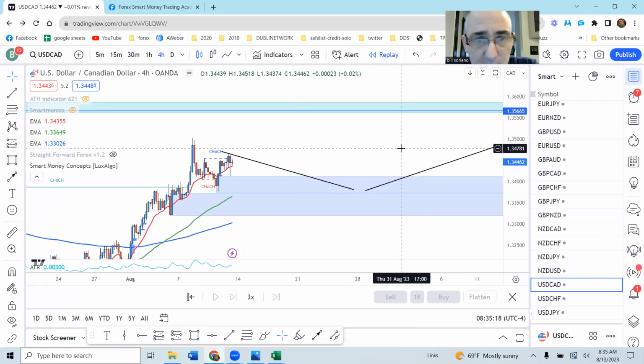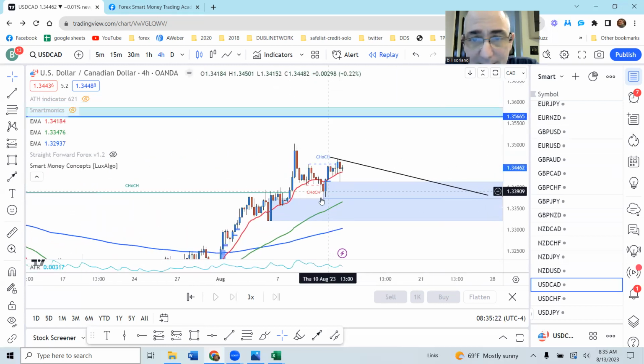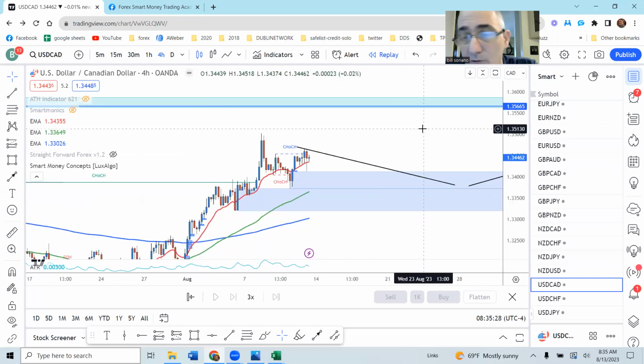So right now, we're right here. And I can't trade from any of these areas here. I could trade from this area down here, but again, I think the overall daily order flow is bearish.